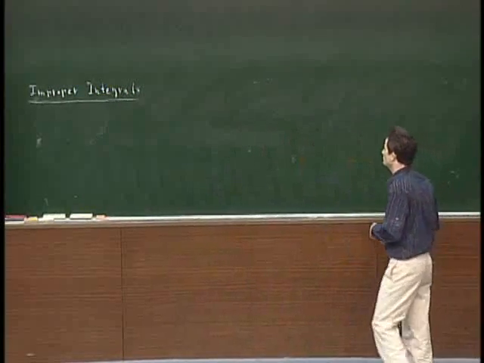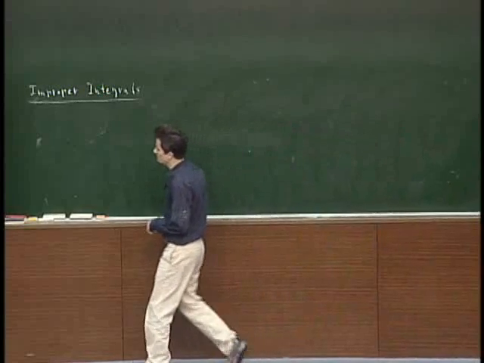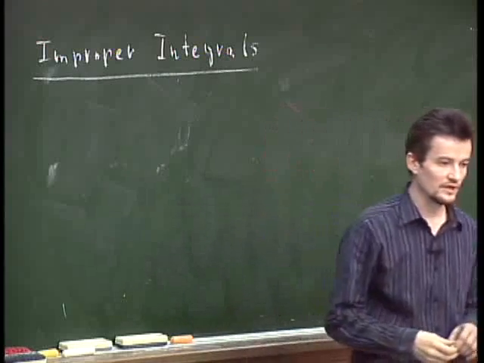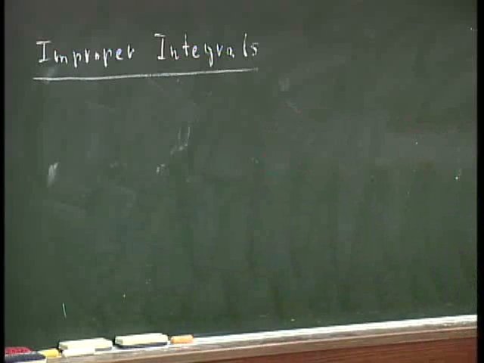Now, improper integrals, there are two types. The first type is, so these are definite integrals, where one of the limits, upper or lower, is infinity or minus infinity. So, infinite integrals.